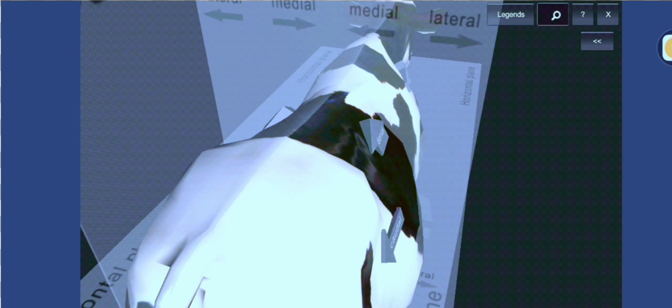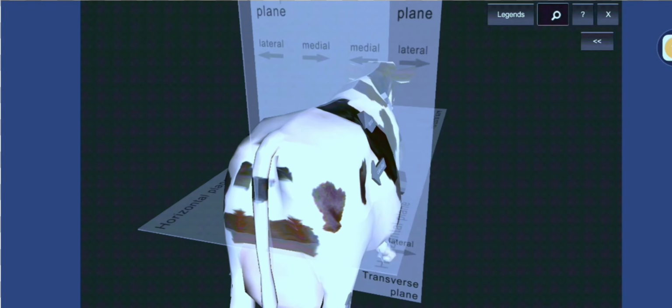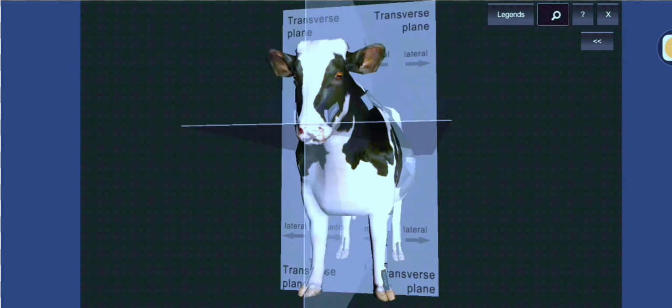Medial means near to the median plane. Lateral means away from the median plane. It is a good thing to understand medial and lateral. Don't get confused: medial means near to the medial plane, and lateral means away from the medial plane. Okay, this is the transverse plane. These are the three planes we can understand.